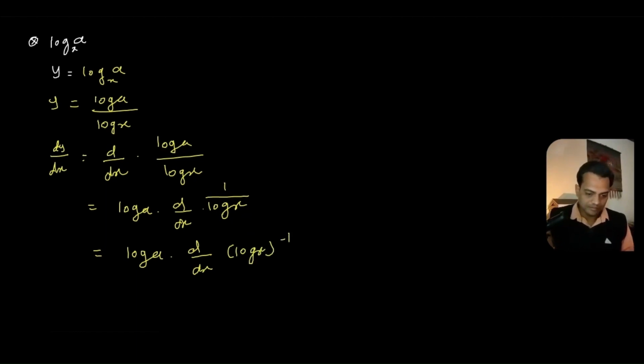And now how to solve this particular problem? So dy by dx is equal to log of a as it is, and the derivative of, now it is a composite function. Log of x is the one function and the inverse is the second function, so it is a composite function. Now we know how to calculate the derivative for a composite function.